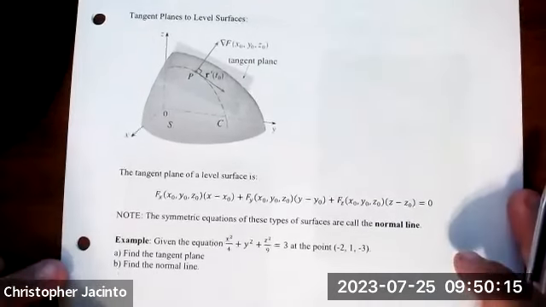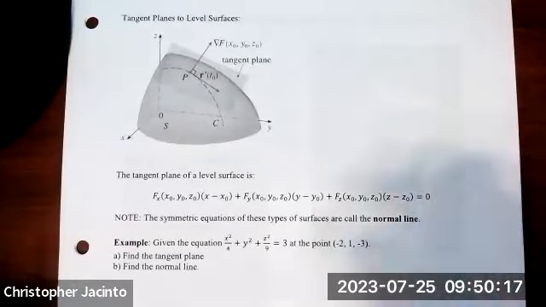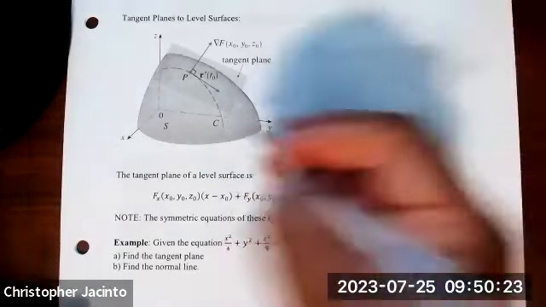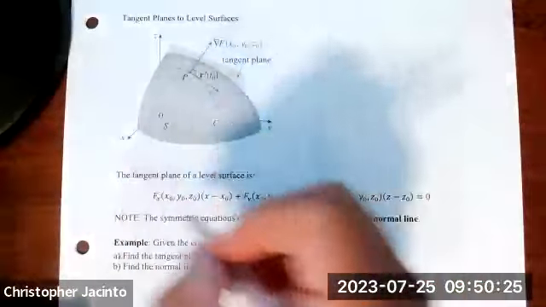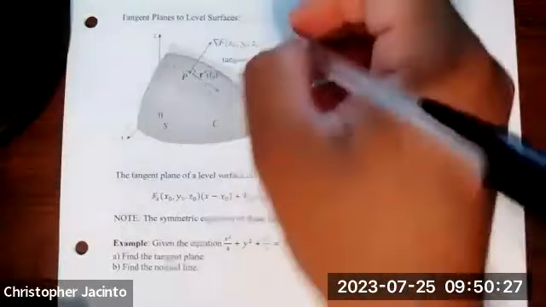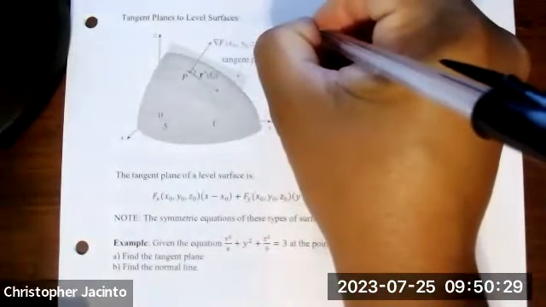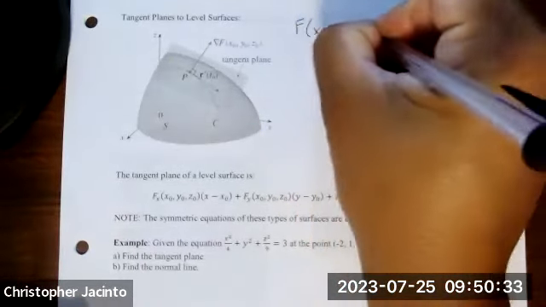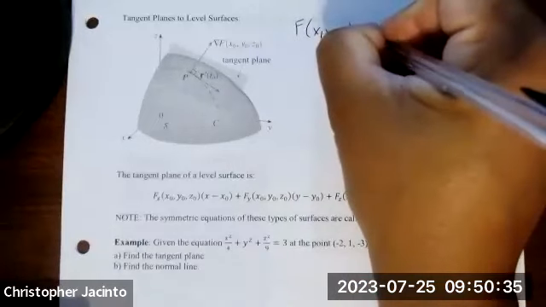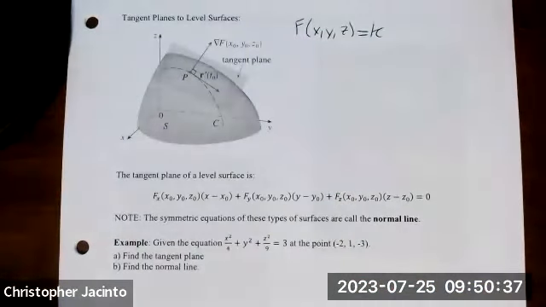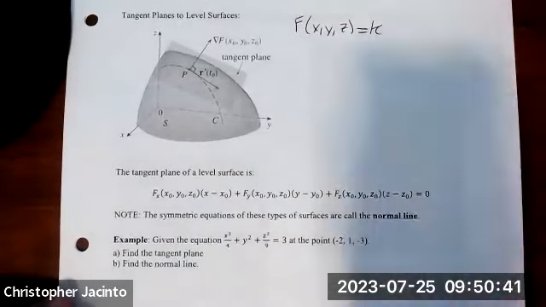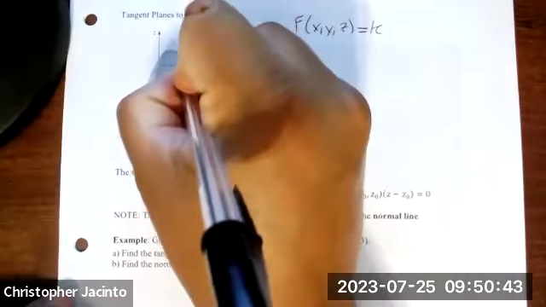All right. Let's go back to surfaces real quick before we do something else. So let's suppose we have a surface S, a nice little surface S. And let's suppose the surface has the equation f(x, y, z) equals some constant k. And let's suppose we have a point P on the surface, right there.